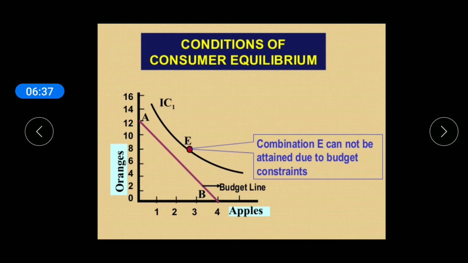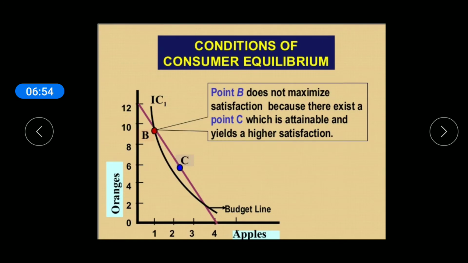IC1's E combination is a non-attainable combination. With the income of the consumer, he cannot purchase any combination of IC1. So it is not attainable due to budget constraints, and there is not an equilibrium point for the consumer.